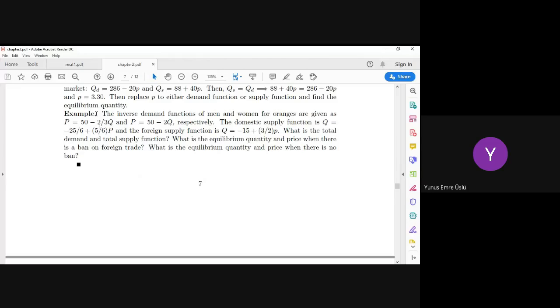This is the example that I'm going to solve. The inverse demand functions of a man and woman for oranges are given as P is equal to this and this, respectively. The domestic supply function is Q is equal to this, and the foreign supply function is this. What is the total demand and total supply function?